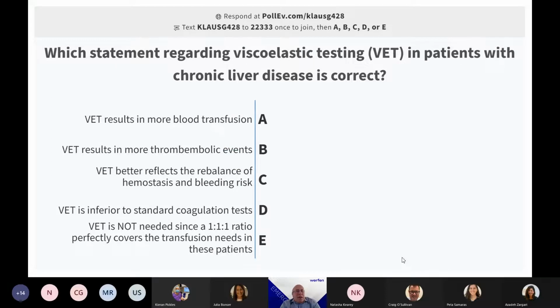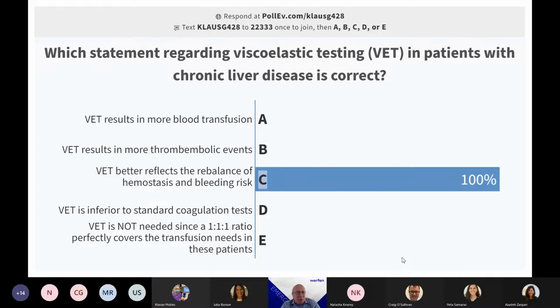And then we have the question, which statement regarding viscoelastic testing in patients with chronic liver disease is correct? So viscoelastic testing, or guiding transfusion by viscoelastic testing, results in more blood transfusion. It results in more thromboembolic events. It better reflects the rebalance of hemostasis and the bleeding risk. Viscoelastic testing is inferior to standard coagulation tests, or last option, viscoelastic testing is not needed, since a 1:1:1 ratio perfectly covers the transfusion needs in these patients with cirrhosis.